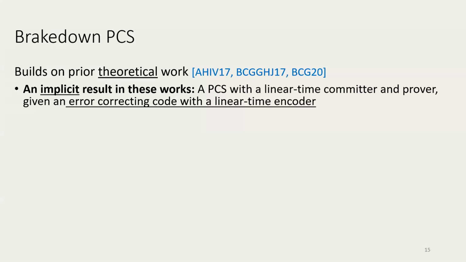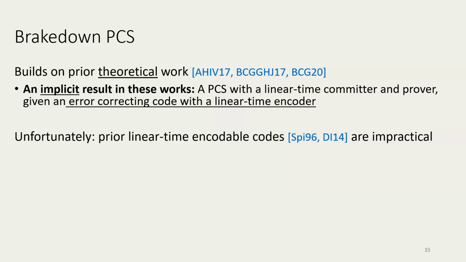At a very high level, this polynomial commitment scheme builds on prior work. An implicit result in these prior works is that there exists a linear time polynomial commitment scheme given a linear time encodable error correcting code. One unfortunate thing is that all the prior linear time encodable codes are completely impractical if you were to implement them.